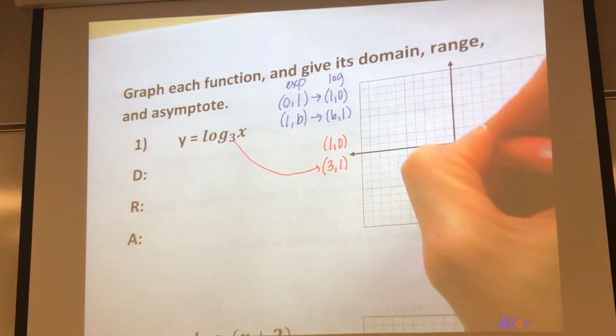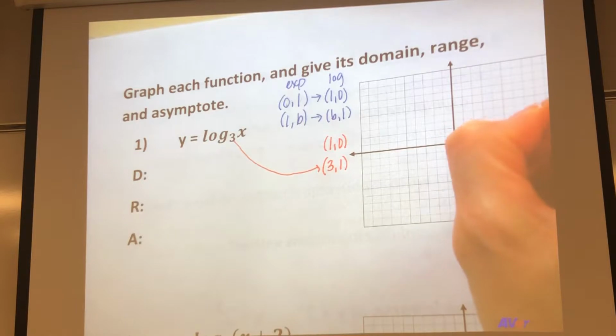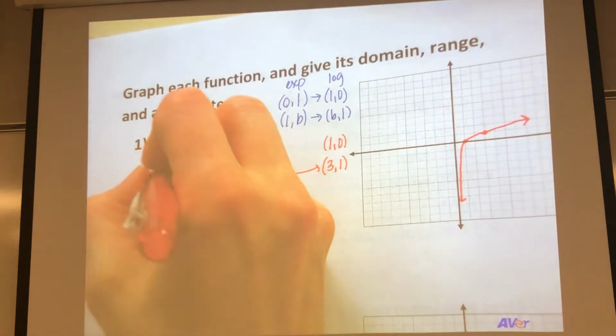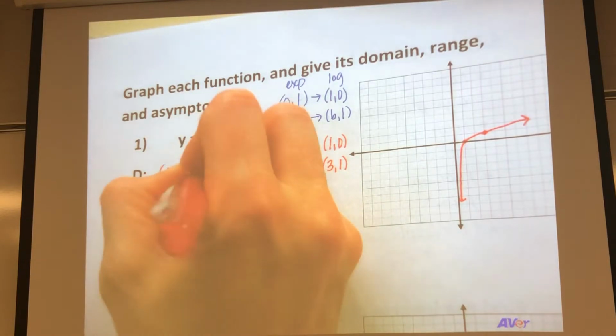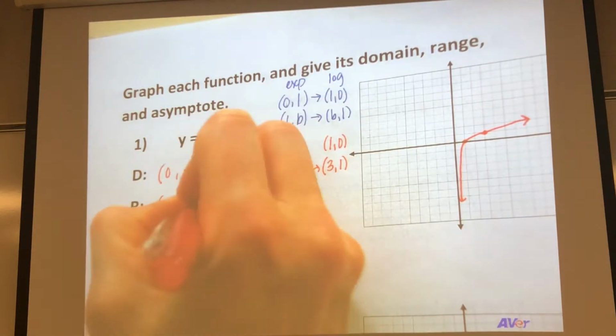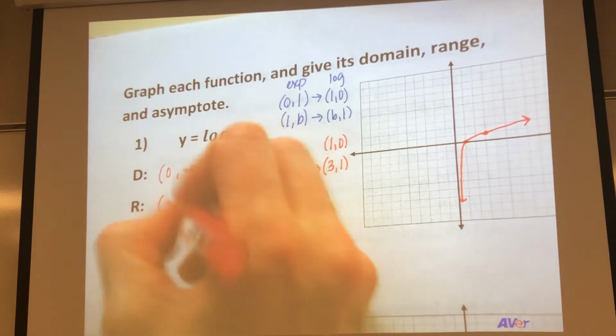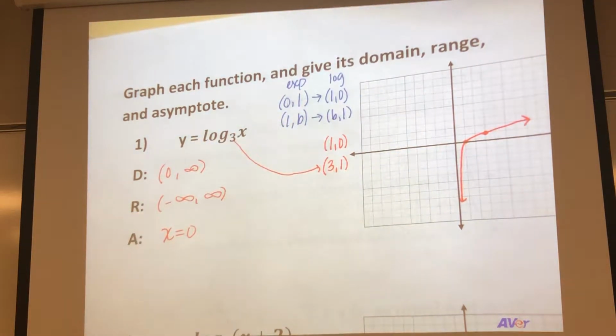Its asymptote this time is the y-axis, as opposed to last time where we had it as the x-axis. The domain is 0 to infinity. The range is negative infinity to infinity. You'll notice that those switched from the exponentials. On exponentials, it was the other way around. And then our asymptote is x equals 0. On the exponential, it was y equals 0. So everything is switching.